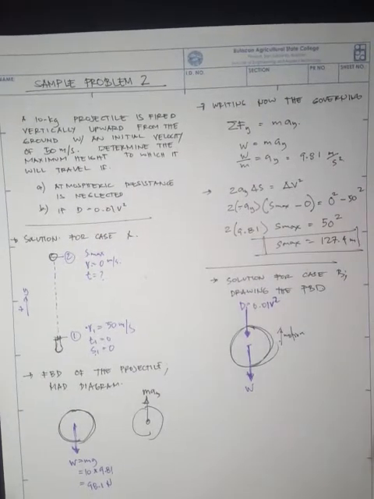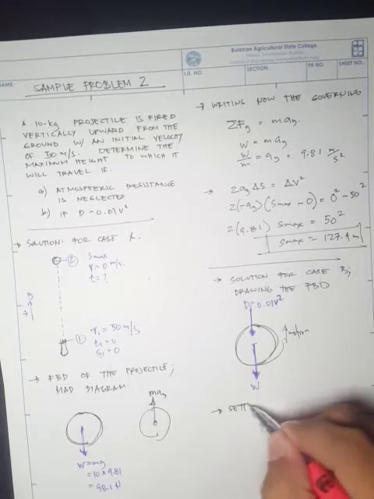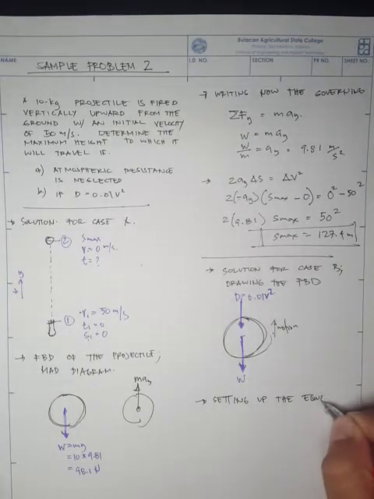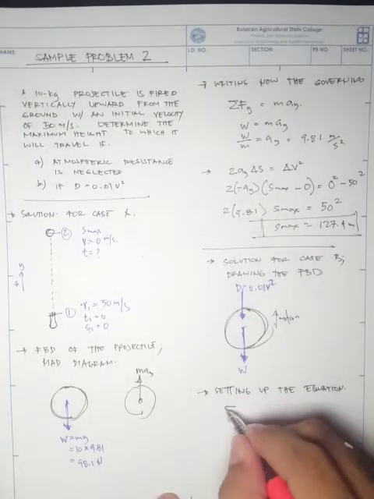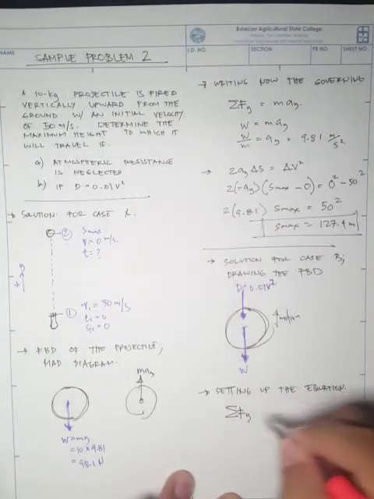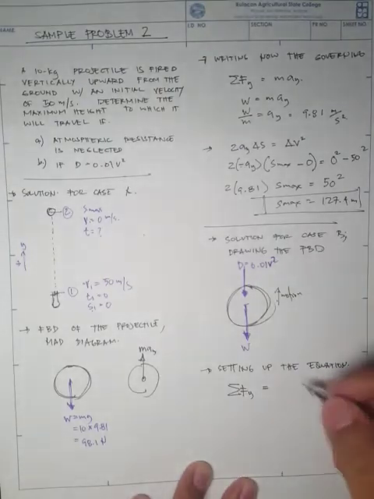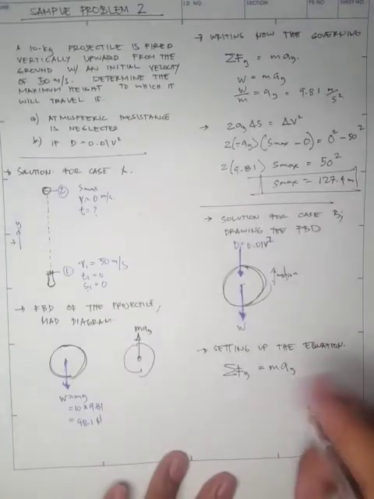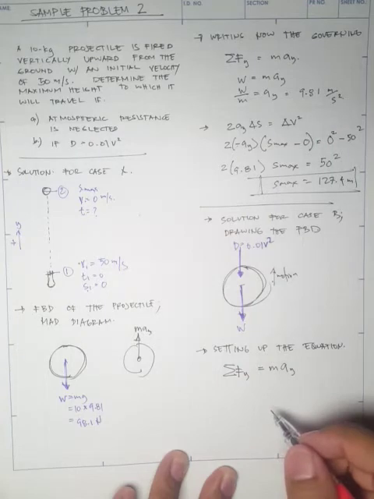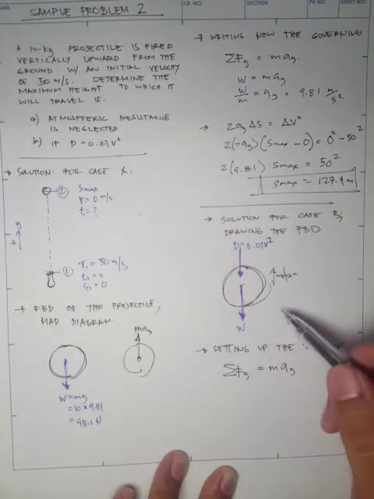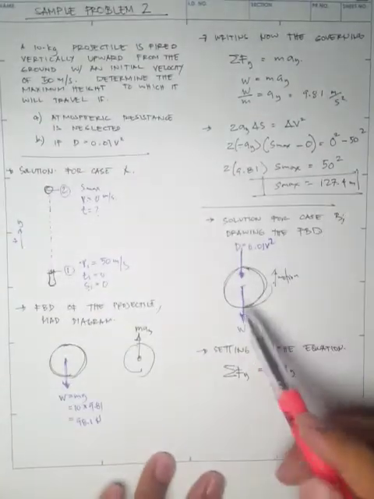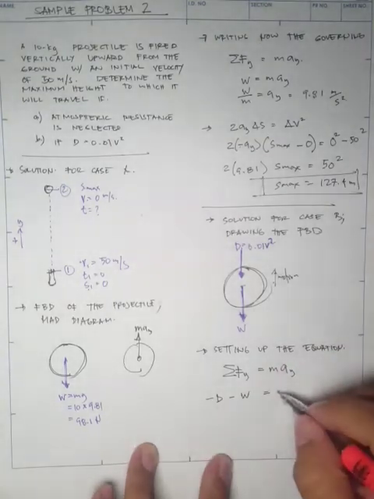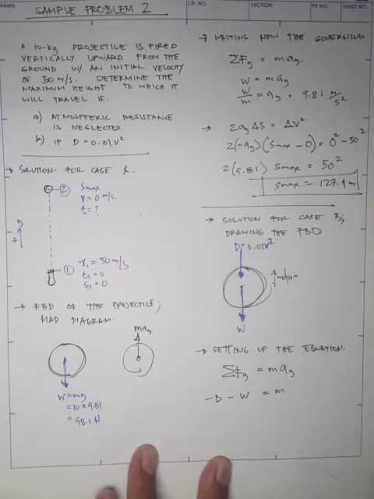All right, so let's set up the equation. Summation of forces in the y direction is equal to m times acceleration in the y direction. Since we assume positive in the upward direction, these forces would be negative. So minus D minus W is equal to m times a y.